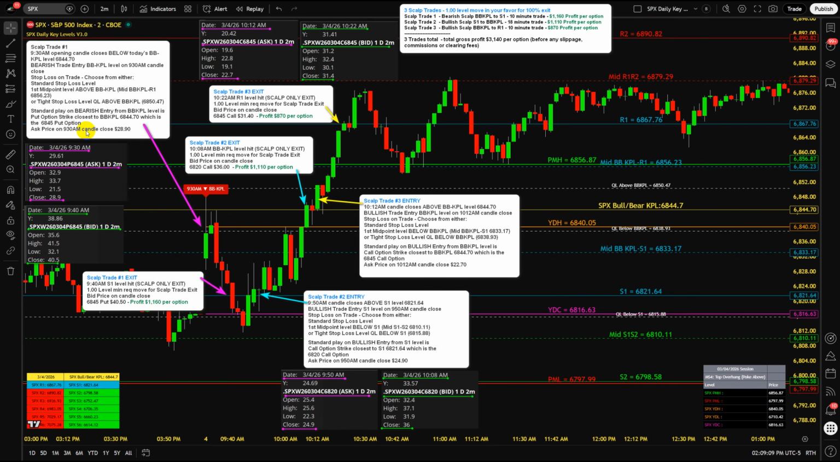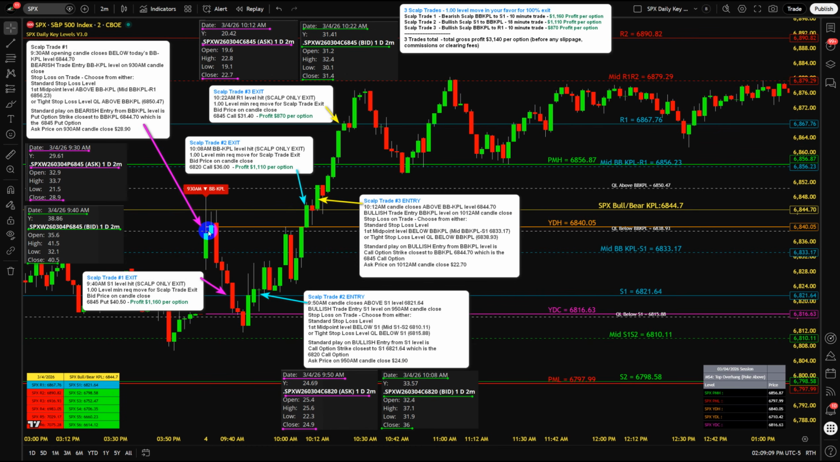The ask price on the 9:30 a.m. candle close, of course we're on a 2-minute chart, so that would be the 9:30 closing at 9:32, is 28.90. So here's the ask price on that candle close. You're waiting for the candle close to confirm direction. So you don't want to enter on an intra candle. You're waiting for the close of the candle to make sure of the directional bias here on this candle close.